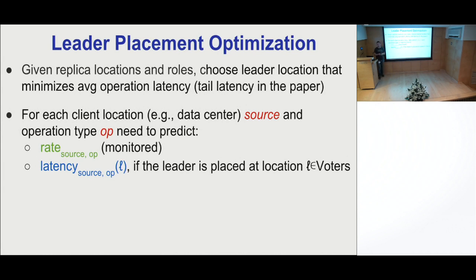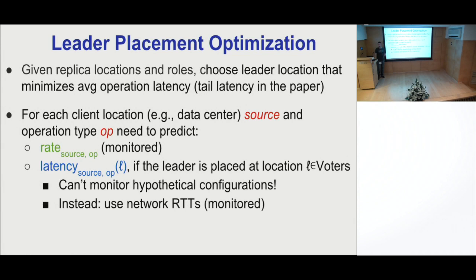This we don't know, because the monitoring infrastructure only monitors the current leader, right? The latency is with the current leader, whereas we need to know what happens if we change the leader. So how do we do that? We use the network round trip times, which are monitored, and we use our knowledge of how the operations of the database look like.